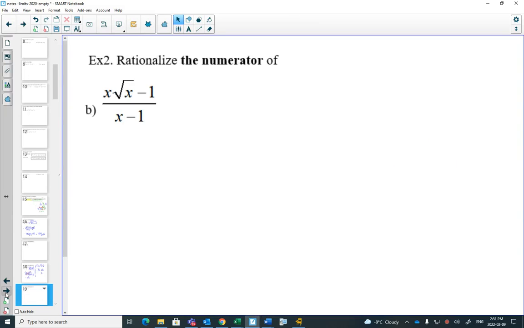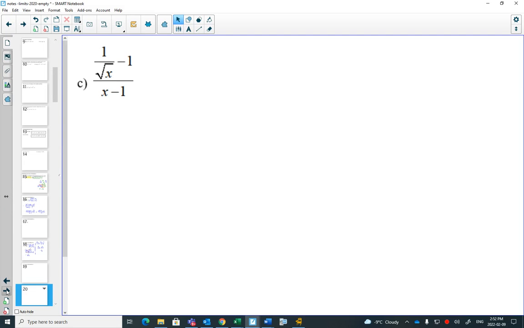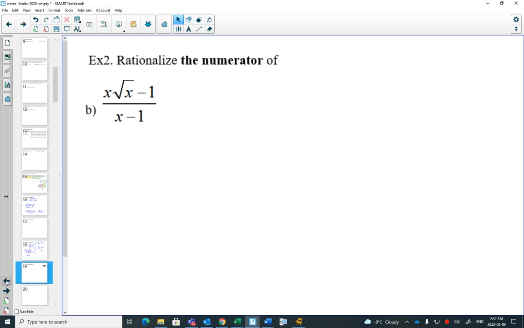All right, there's a couple more for you to try rationalizing the numerator, right? And what does this course do? It really pushes your algebra, because this one's got a fraction in it and a square root. So I'm going to give you some time to try B and C. I'll put up the answers in a bit. Feel free to ask if you're on the right track.